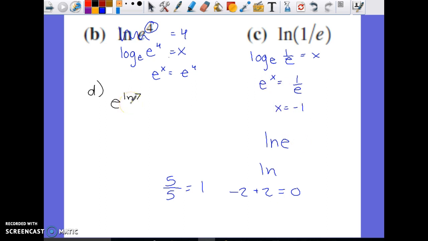e to the ln 7. What? Just take a wild guess. What do you think the answer is going to be? And I hope that you said 7. You'll be right. Anytime you see ln and e, whatever number is left, that's going to be your answer. ln and e are going to cancel out. It's great. Okay?